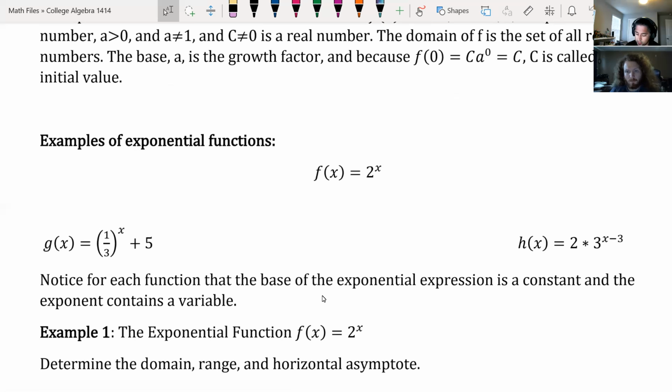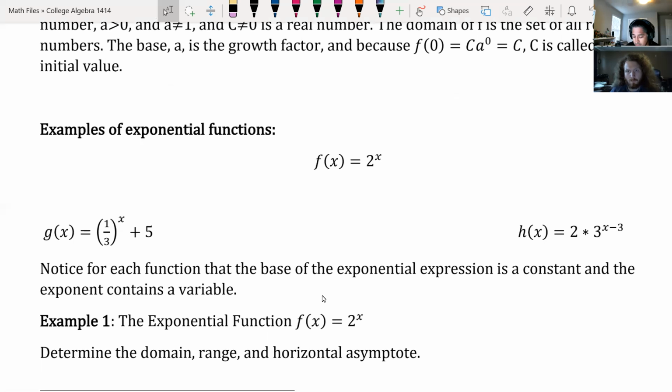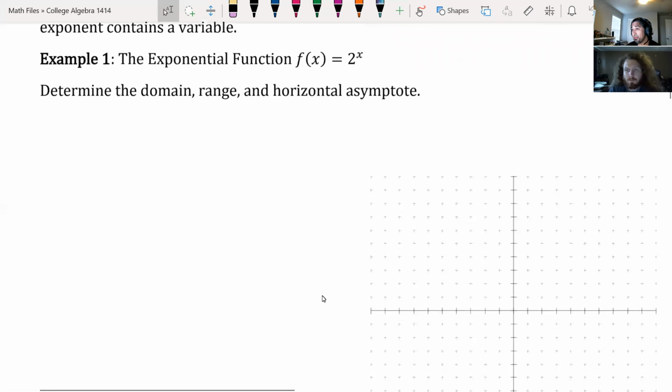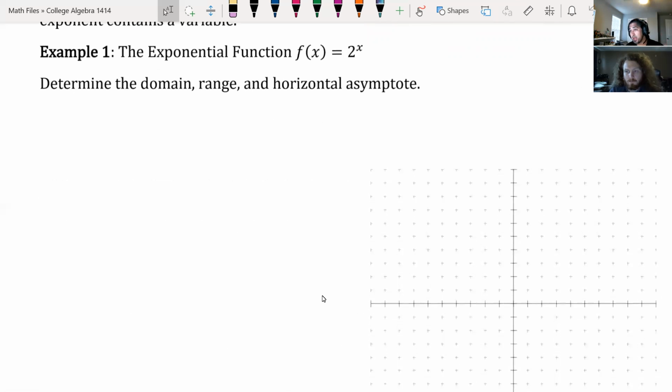Okay, so let's go ahead and explore an exponential function, 2 to the x. We want to graph it, then determine its domain, range, and horizontal asymptote.